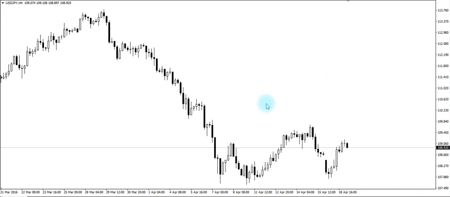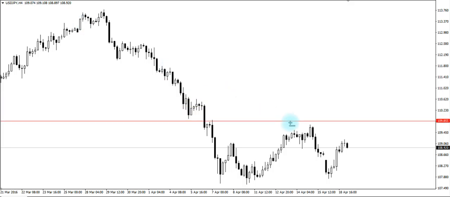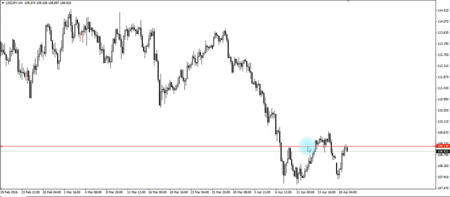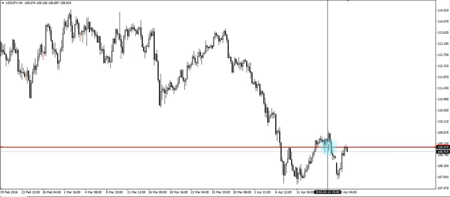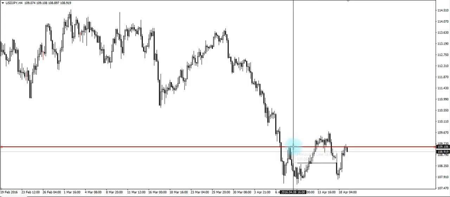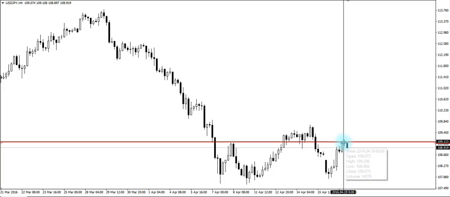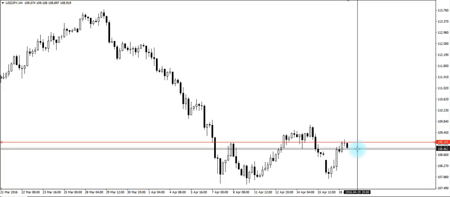In the 4-hourly chart, we can see that the price is resisted at the key support and resistance level. Let me zoom out the chart a little bit. This was the support level, and it has turned to resistance. Previously it was a resistance as well. That's at the price of 109.10, and we've seen that the magic candle has been formed, and right now the confirmation is forming as well.